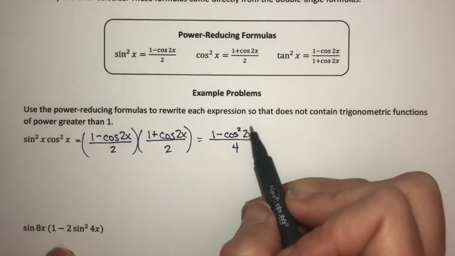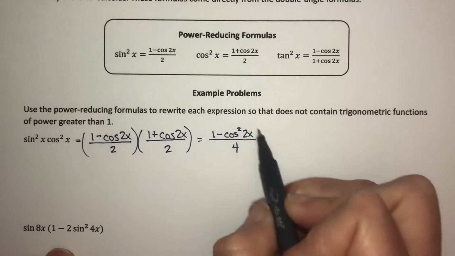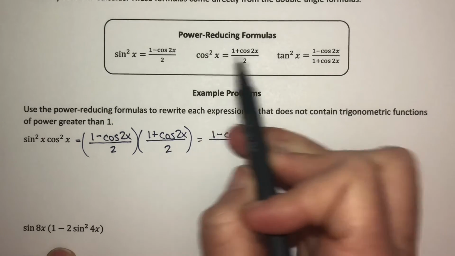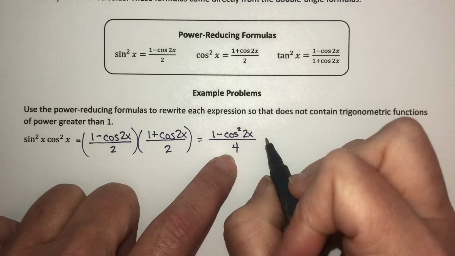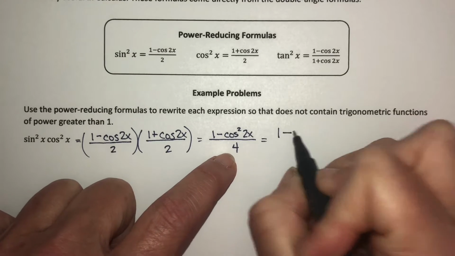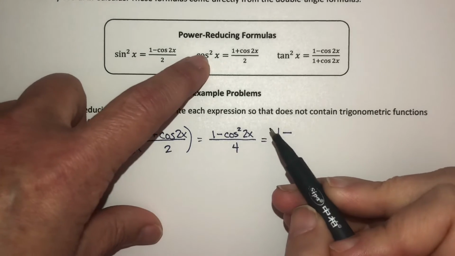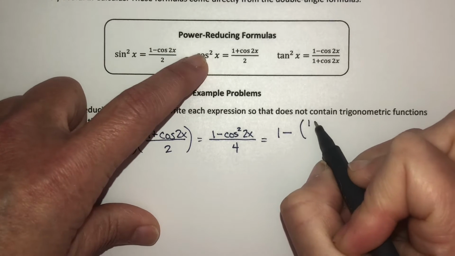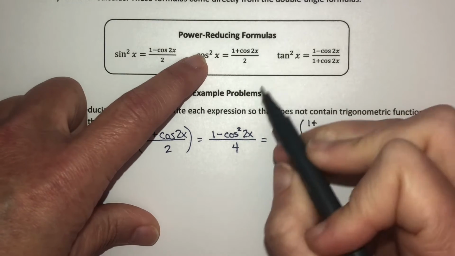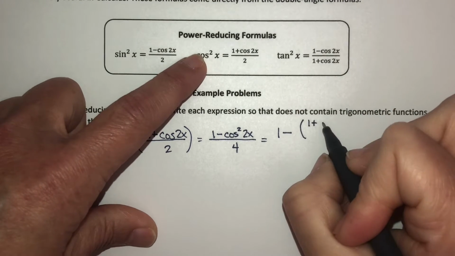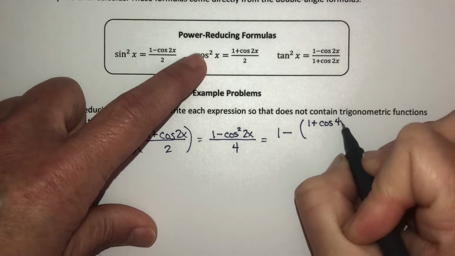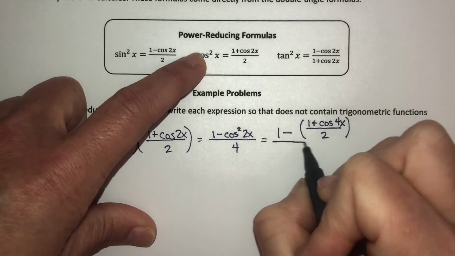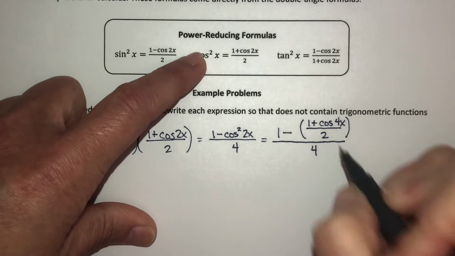Now cosine squared of 2x, they don't want you to have that because the power needs to be less than 1, so I need to do this formula again here. So I have 1 minus, I need to use this formula, and my angle is 2x. So this becomes 1 plus cosine of 2 times 2x, so this is cosine of 4x, over 2, over 4.